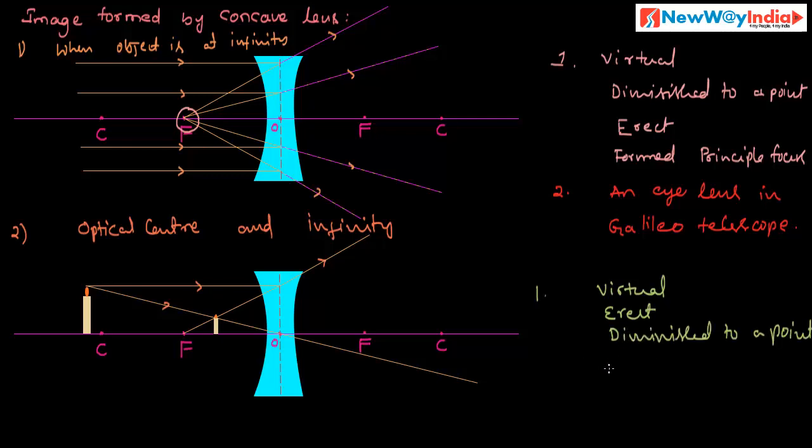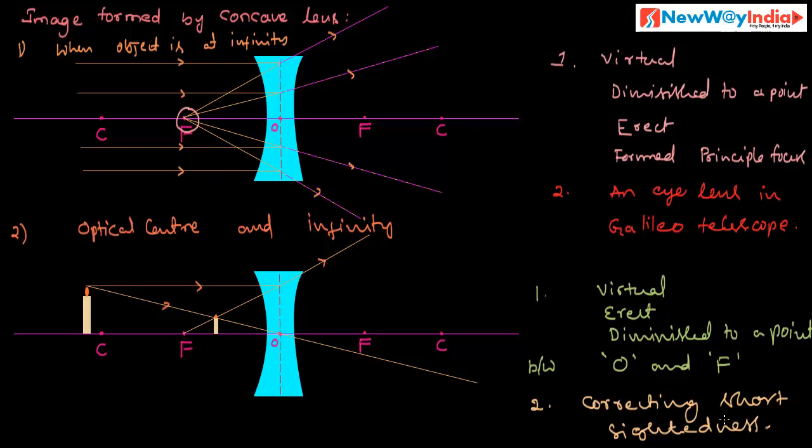Next, it is formed between the optical center O and the principal focus F. Next, what is the use of the concave lens in this case? It is used for correcting short sightedness. These are the two cases. So in these two cases, images are formed.